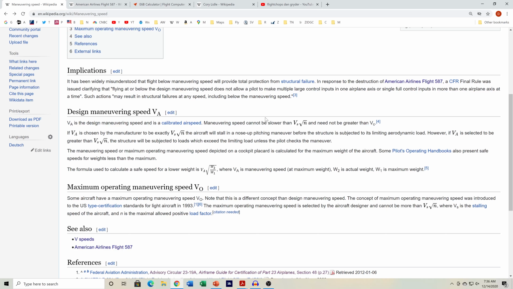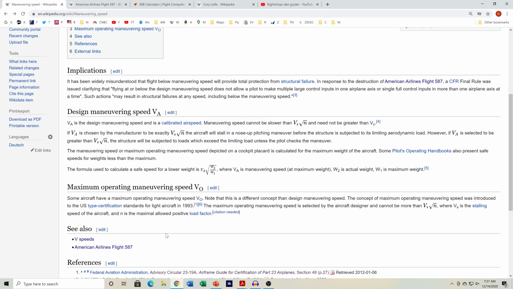What this is saying, and I'm unpacking this a little bit, is that maneuvering speed essentially is double the stall speed at a given weight, and here's the actual way you would adjust it when the weights change and so on. Okay, if VA is chosen by the manufacturer to be, and I'm going to convert this to double the stall speed, then the aircraft will stall in a nose-up pitching maneuver before the structure is subjected to its limiting aerodynamic load. However, if it's selected to be greater than that, the structure is going to be subjected to loads which exceed it, and that's why for certification reasons, VA is, and again, it's the correct version of this rather than the simplified version that I'm going to use, double the stall speed. Okay, so VA is essentially, in calibrated airspeed, double the stall speed.